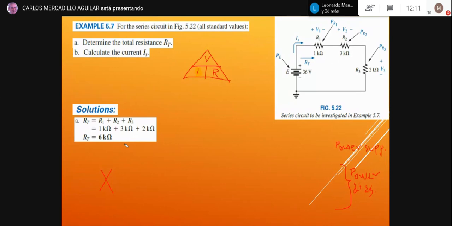Calculate the current. You know how to calculate the current. You have to divide this voltage over the total resistance that you just calculated: 36 volts divided by 6 kilo ohms. We cancel this and this, V over R. Here we have the value of the current.